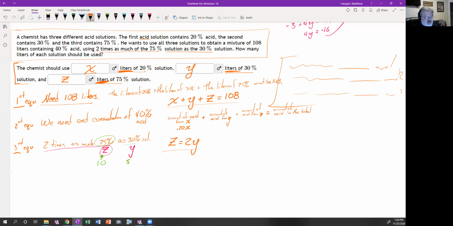Important thing about percentages, they have to act on something. It's 20% of that many liters. Fair? Plus 30% of the number of liters in Y, plus finish off that equation. This is usually the one that gets people.